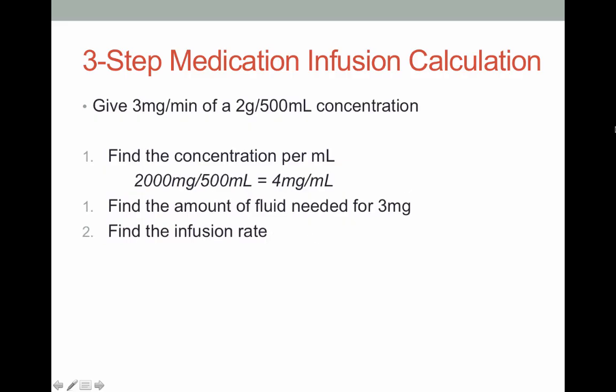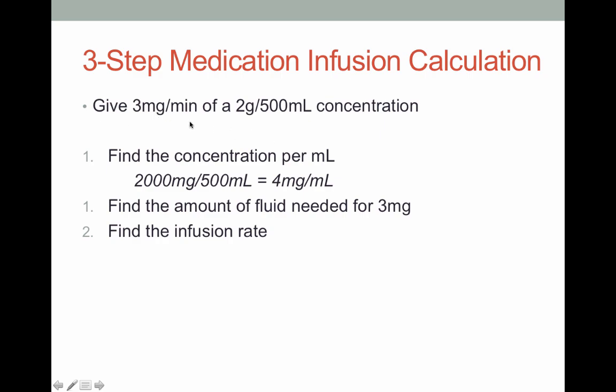For that first step, I'm going to be finding the concentration per milliliter. So I've got this bag, 2 grams in 500 milliliters. I need to get that down to just 1 milliliter and find how much medication is in 1 milliliter. The first thing we're going to notice is that the dose I want to give and the concentration are in different units. I've got milligrams over here and I've got grams in my concentration.